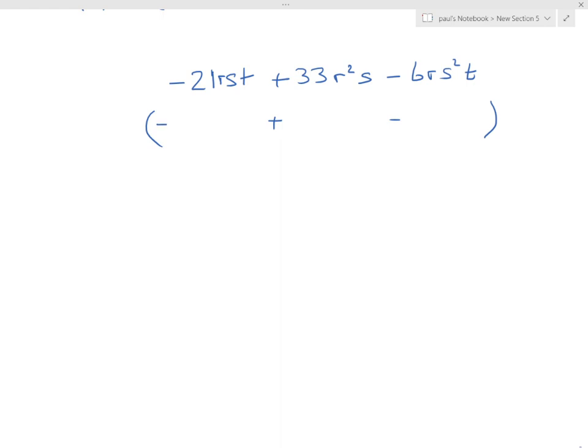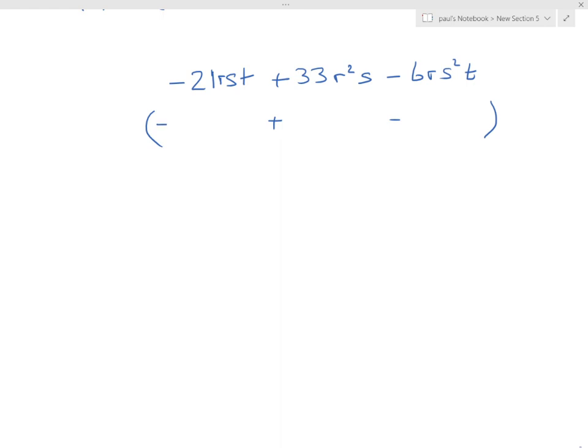Right, so these are all right, aren't they? Let's put a minus 21RST plus 33R squared S minus 6RS squared T. Oh, right. So we have a minus and a plus. Now, what can we take out of there? Oh, we have to have a minus there because it's a minus.